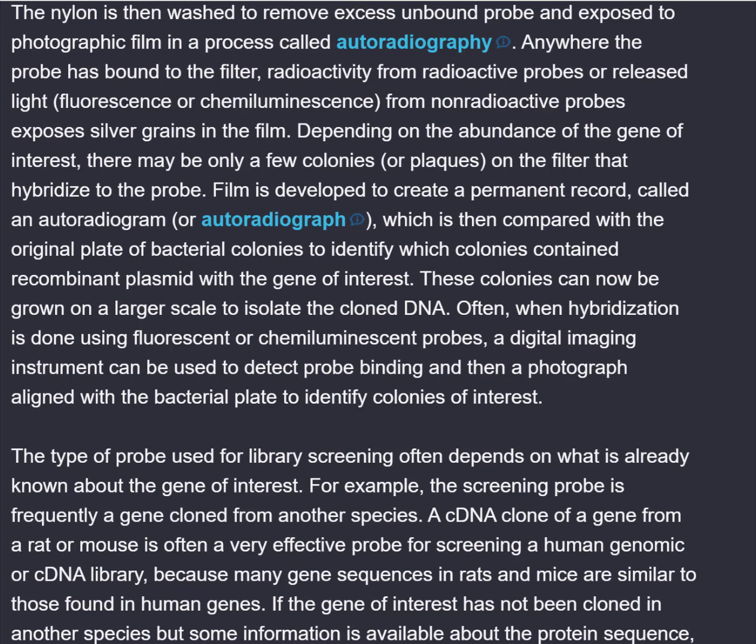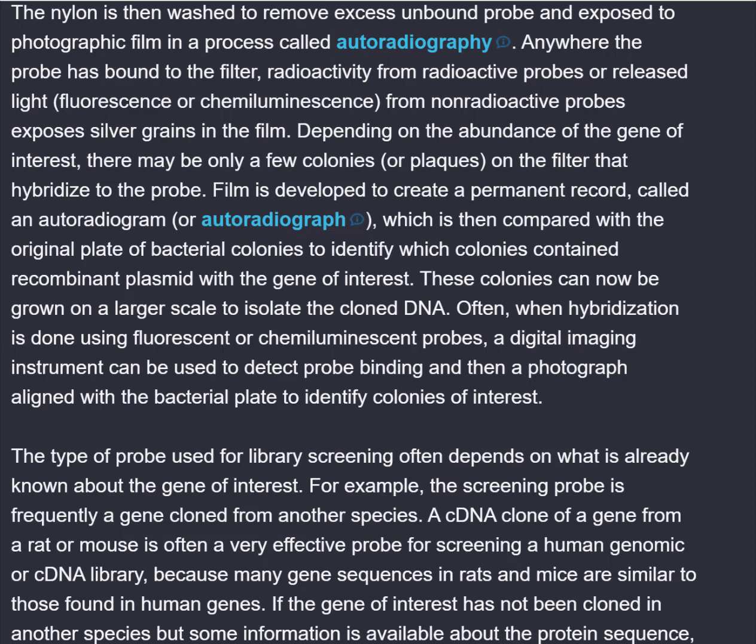The nylon is then washed to remove excess unbound probe and exposed to photographic film in a process called autoradiography. Anywhere the probe has bound to the filter, radioactivity from radioactive probes or released light, fluorescence or chemiluminescence, from non-radioactive probes exposes silver grains in the film. Depending on the abundance of the gene of interest, there may be only a few colonies, or plaques, on the filter that hybridize to the probe.